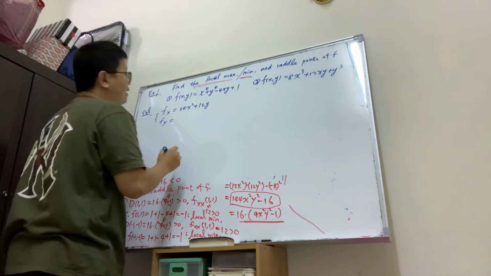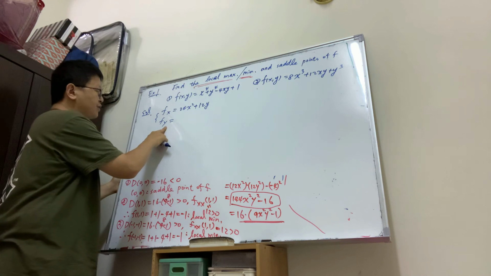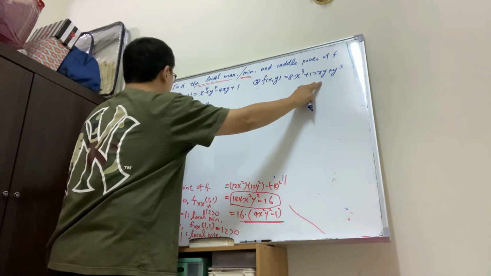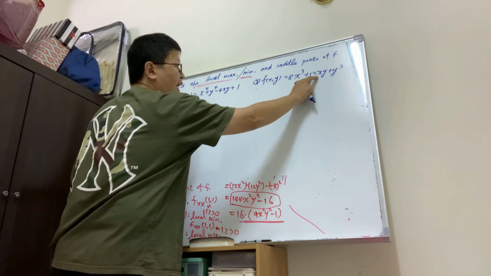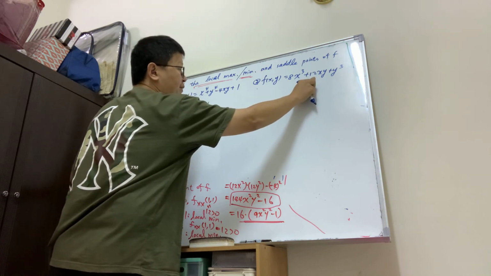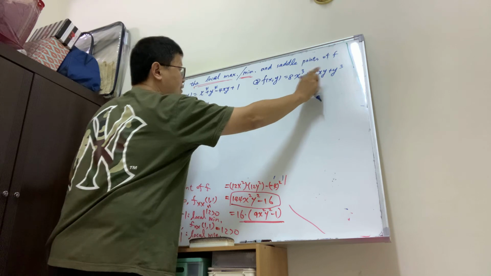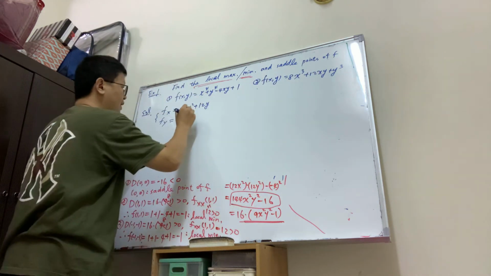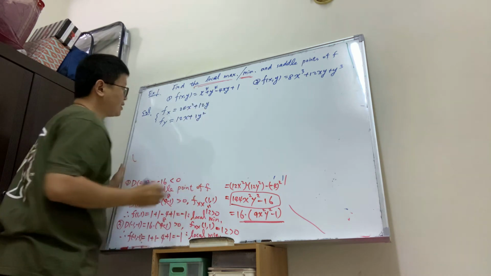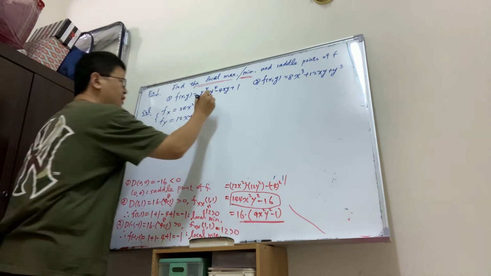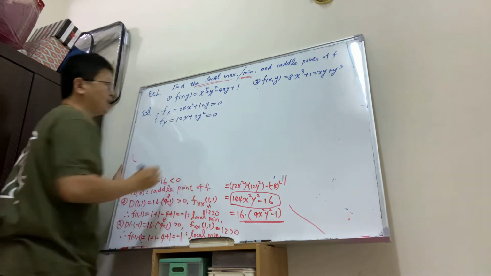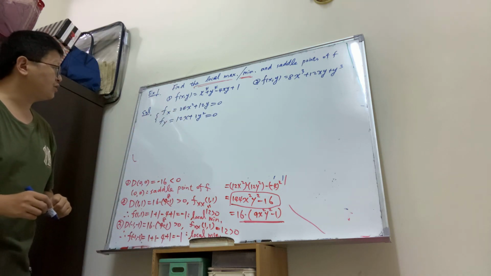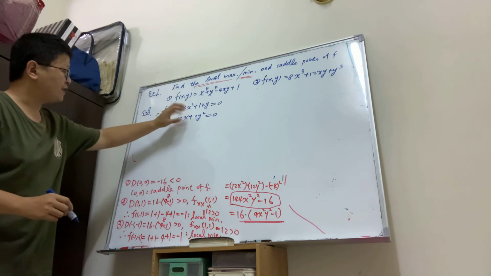And f sub y, the partial derivative by y: the first term is constant, so its derivative is 0. This one, 12x is constant, so keep it multiplied by the derivative of y, which is 1, so 12x. And the last term's derivative is 3y squared. And then as we said, we should let both be 0 simultaneously. These two equations should hold, and we solve these two equations.